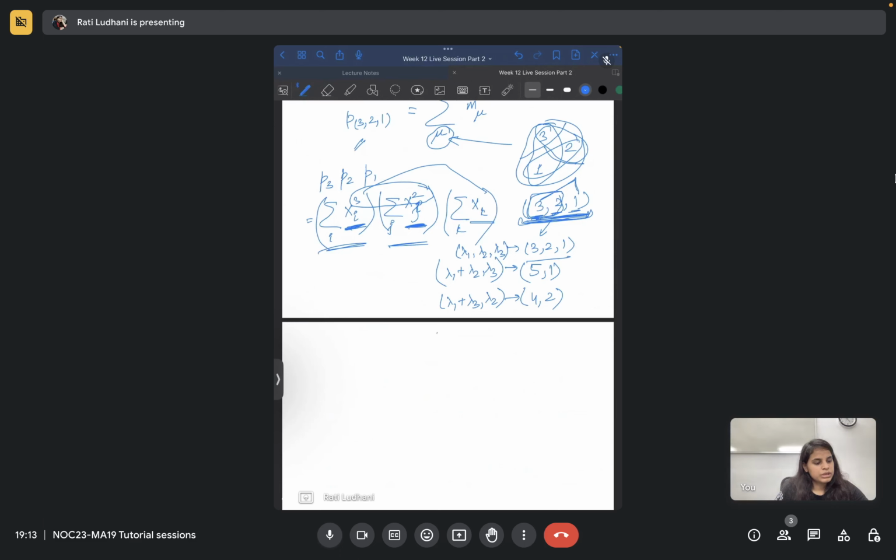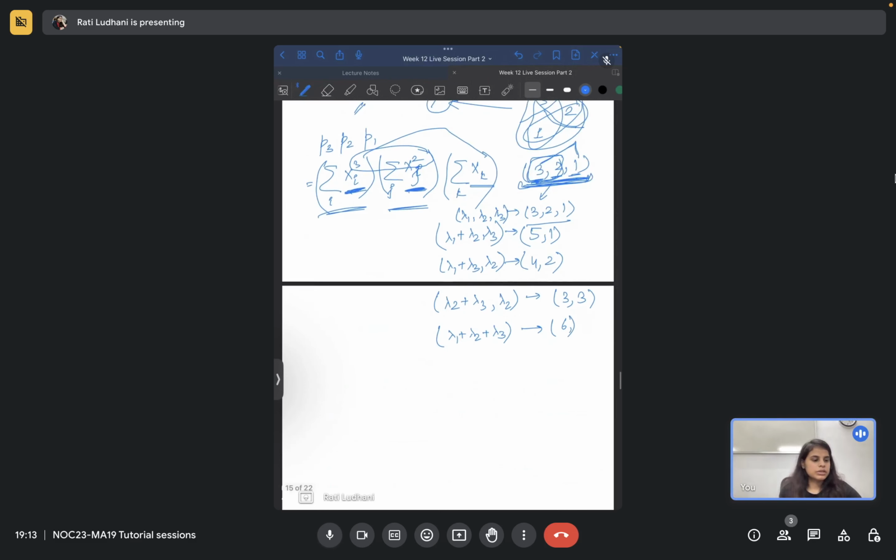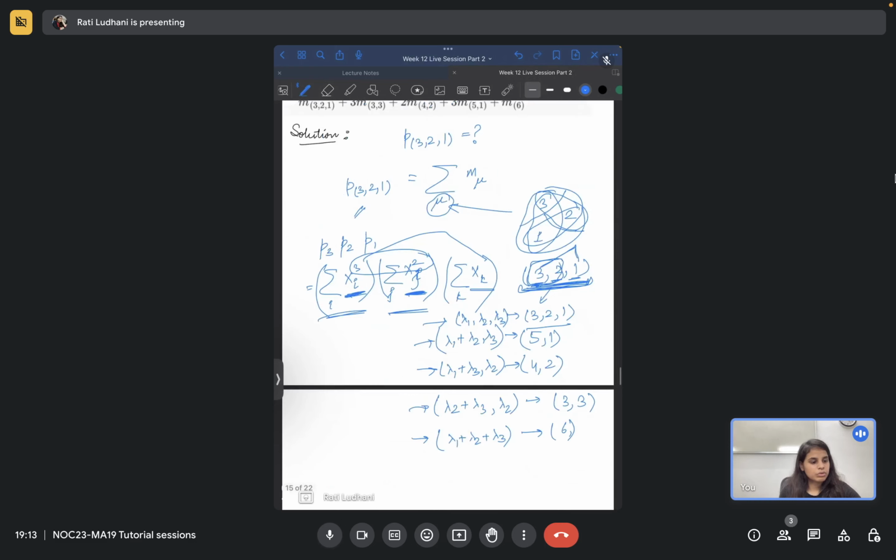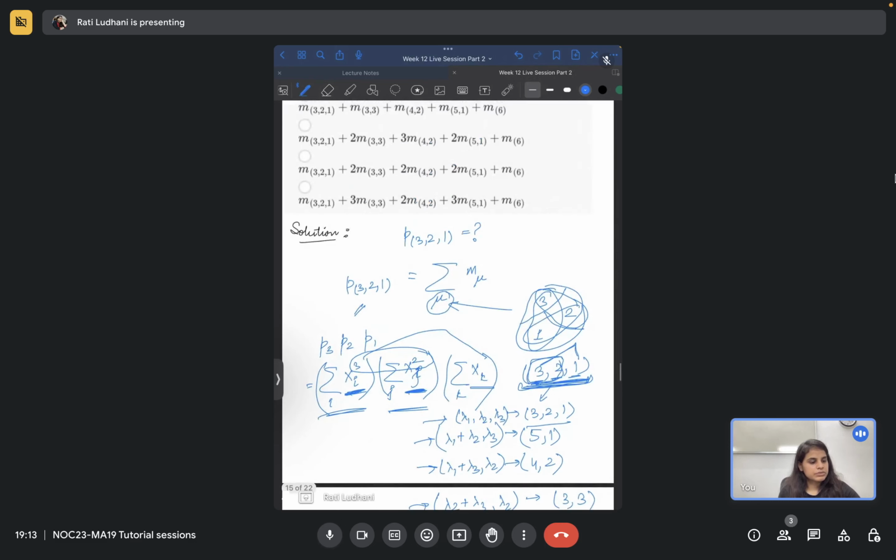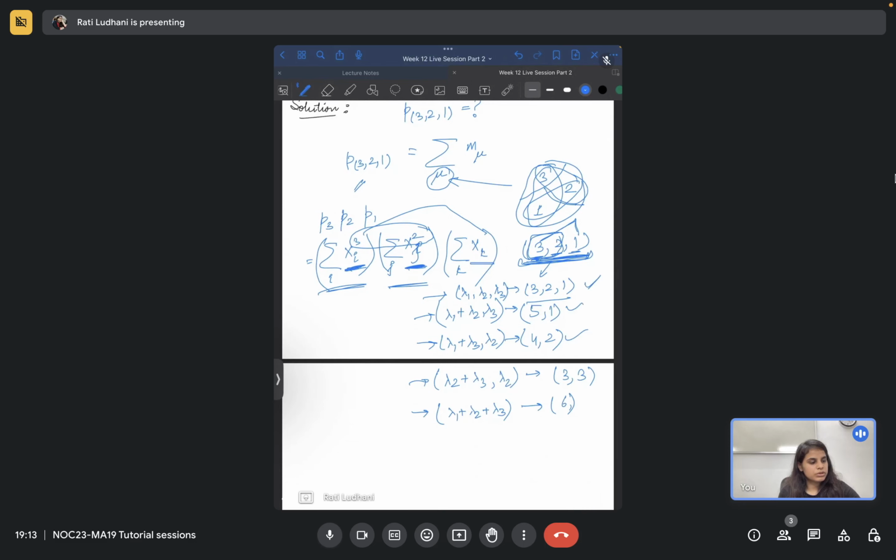Now what are we left with? We can combine all. No, there is one more: lambda 2, lambda 3, so lambda 2 plus lambda 3 comma lambda 1, that is 3 comma 3. And now we can combine all three, so we get 3 plus 3, 6. These are the single possibilities. So we have these 5 possibilities. Now what was the question? The answer will be just 1 for all these possibilities.